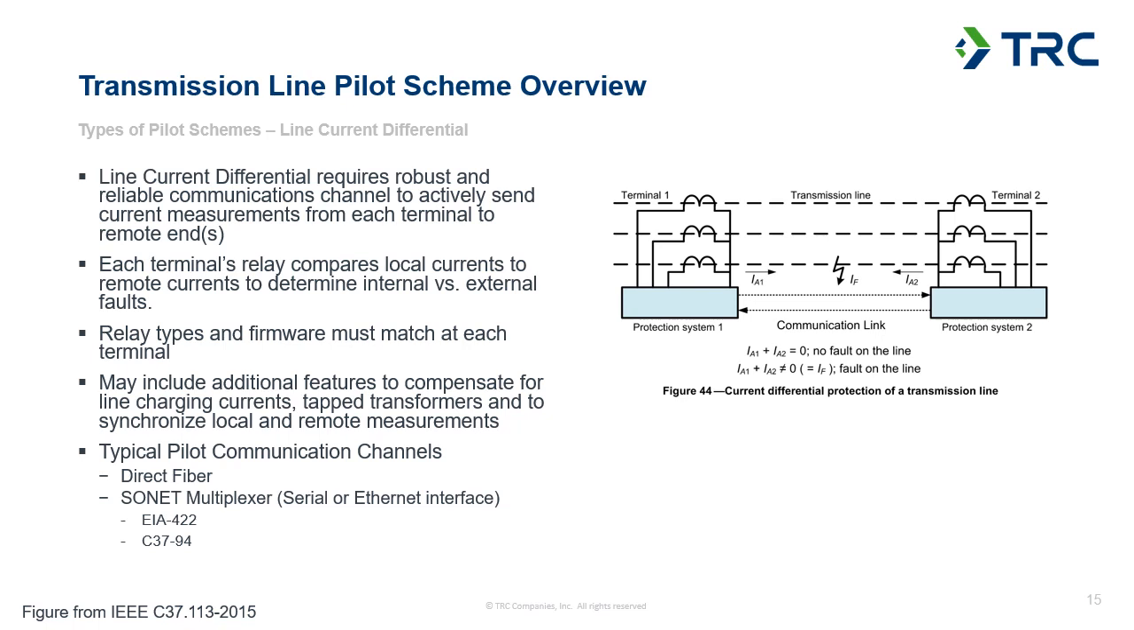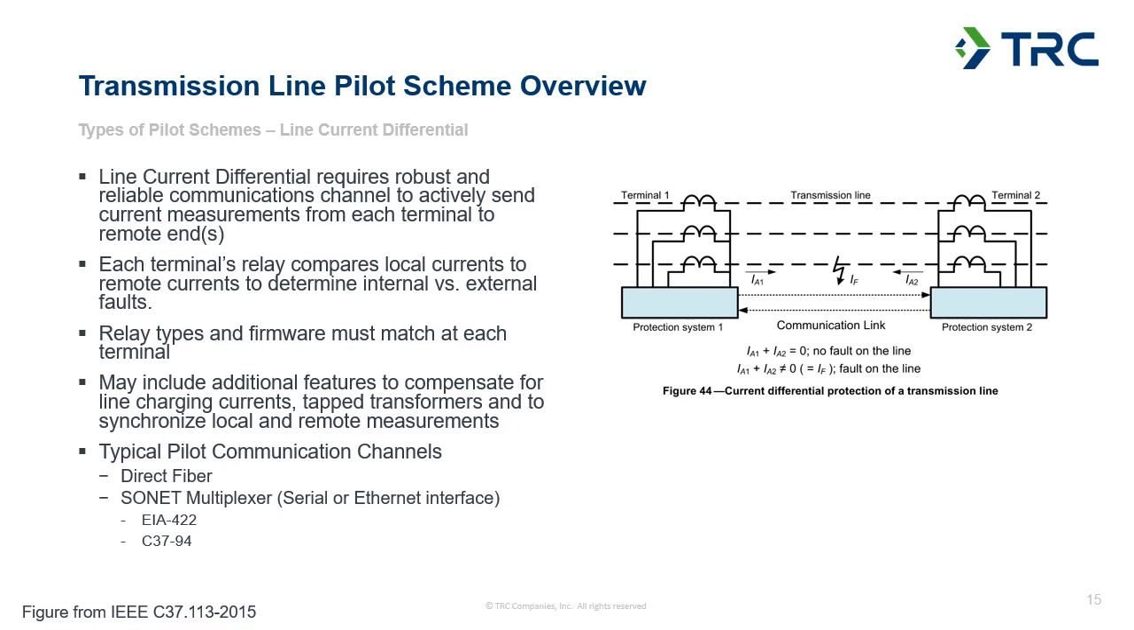Line current differential operates on a different principle, and that's a differential principle. And instead of sending that single bit of information, we're actually sending measurements from each terminal to the remote terminals. And those current measurements are used, in conjunction with the local measurements, to calculate a differential current for the transmission line. So differential current can be thought of as basically Kirchhoff's current law.